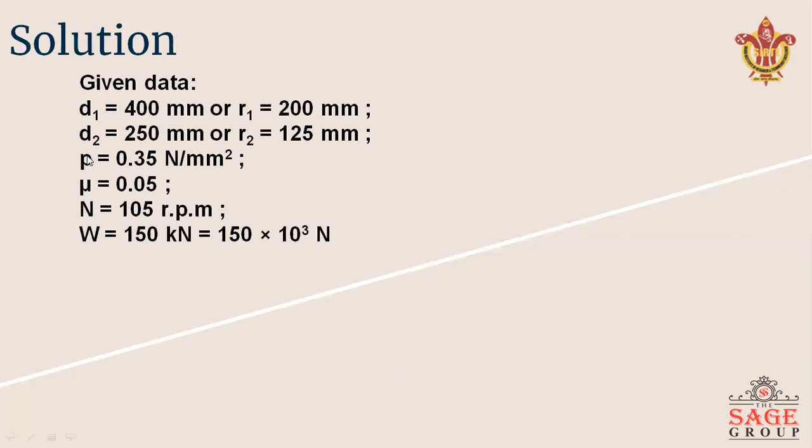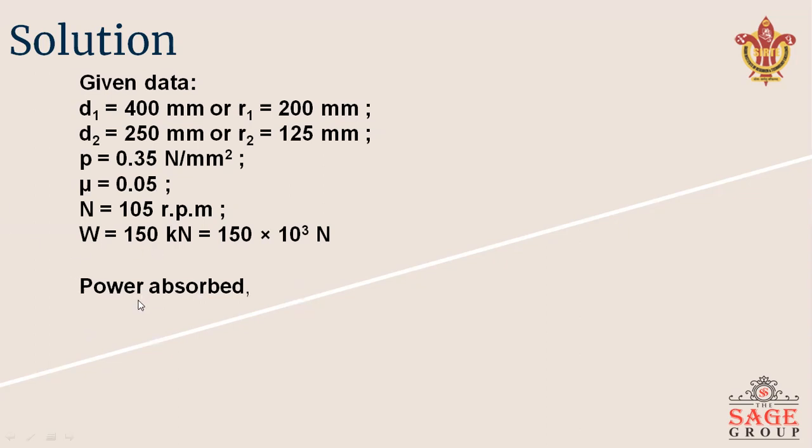This is the uniform pressure, P equals 0.35, and this is the coefficient of friction, mu equals 0.05, and speed 105 rpm, and the load is also given, 150 kilonewton, or we can say 150 into 10 to the power 3 newton. We have to estimate the power absorbed first, and second, the number of collars required.